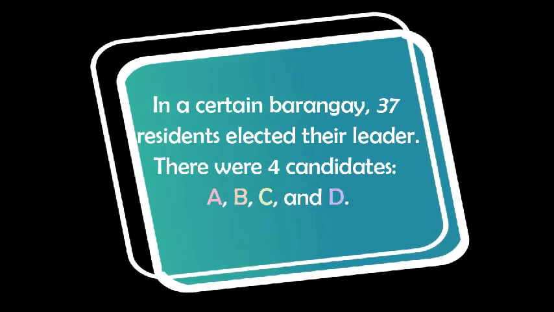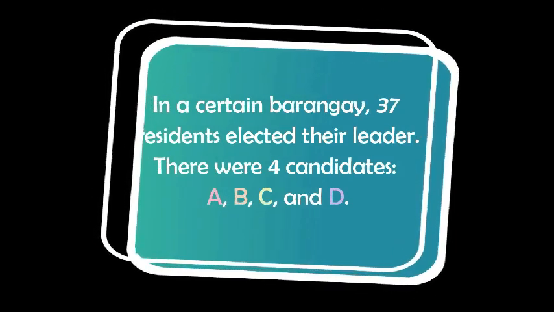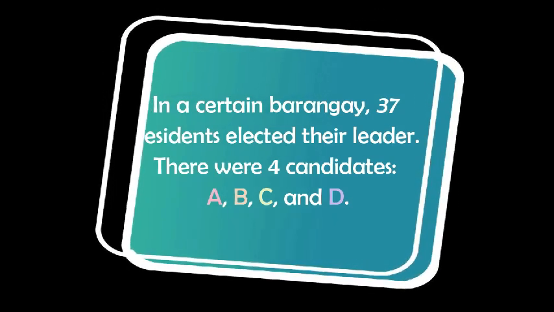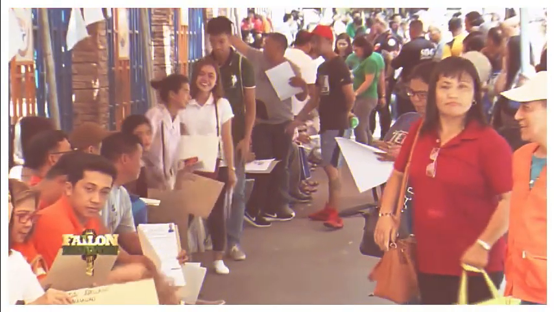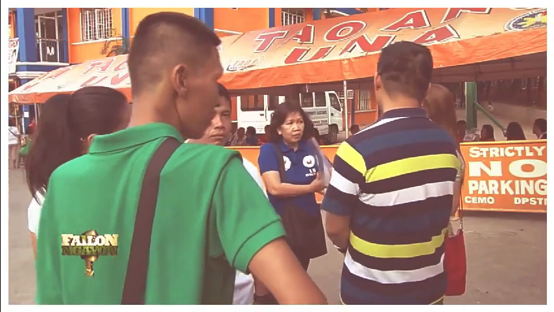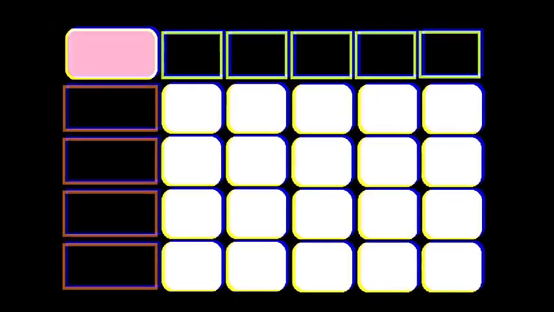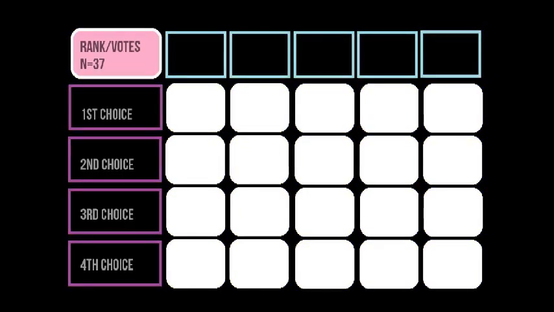In a certain barangay, 37 residents selected the barangay leader. There were 4 candidates: A, B, C, and D. The voters were asked to rank the candidates and the individual votes were then consolidated. The consolidated results are displayed in the table below called the preference schedule.